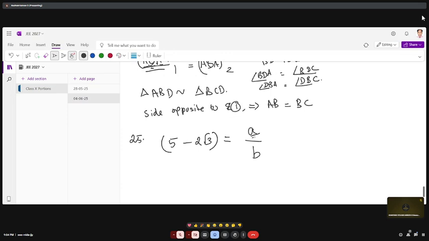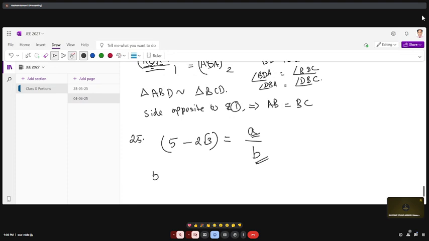Where A and B are integers. If it's a rational number, then it can be represented as A by B, where A and B are integers. Okay. Now you see whether we can prove or disprove this, given that root 3 is irrational.